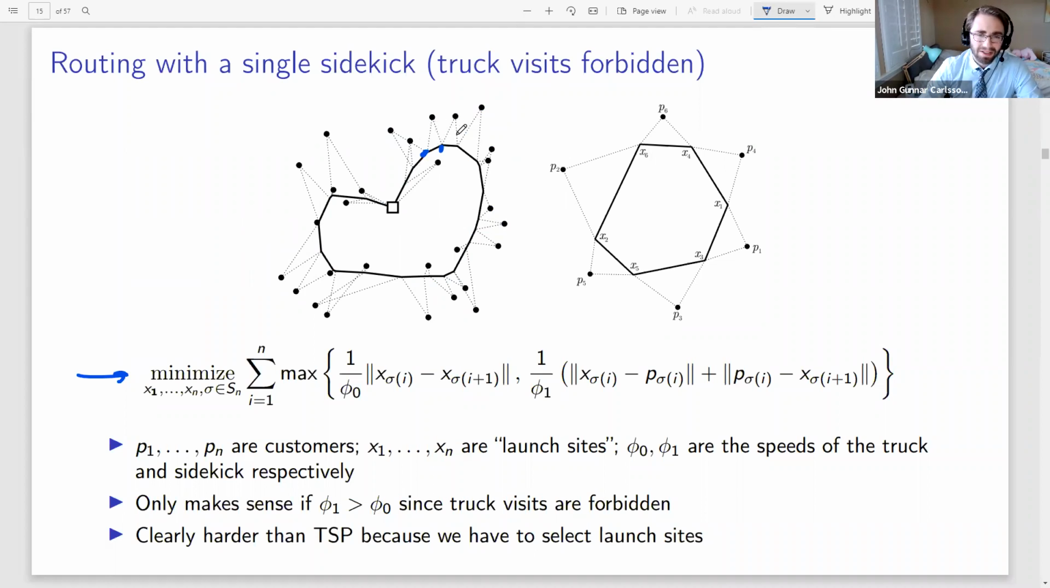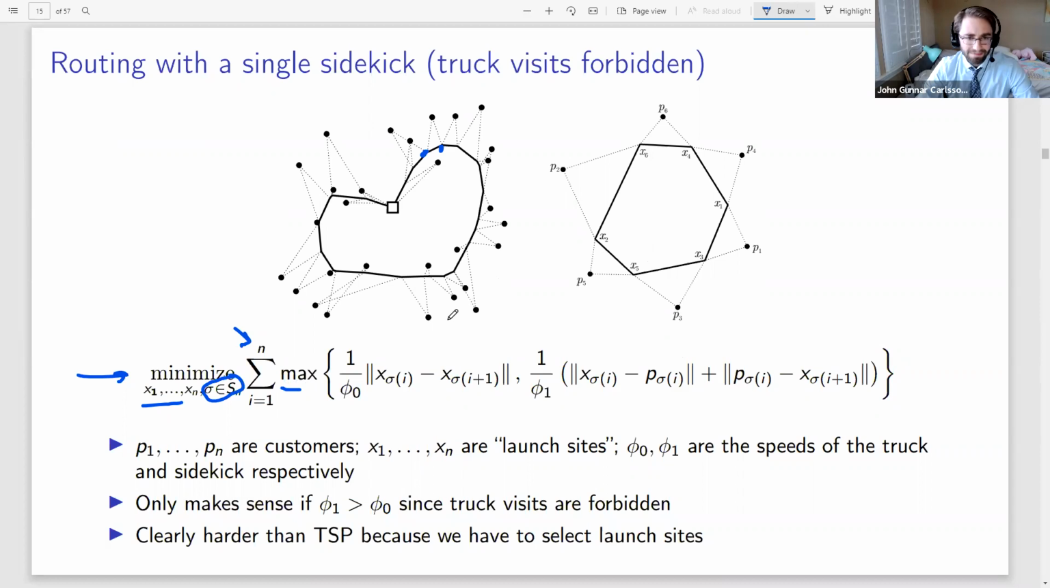And so what do I need to choose? I need to choose a permutation, the sequence of launches, right? When do I launch for which customer? And then for each customer, I have to choose the launch site. And then I do that, and I want to minimize this objective function here. And this objective function is the sum of the maximum of two things.